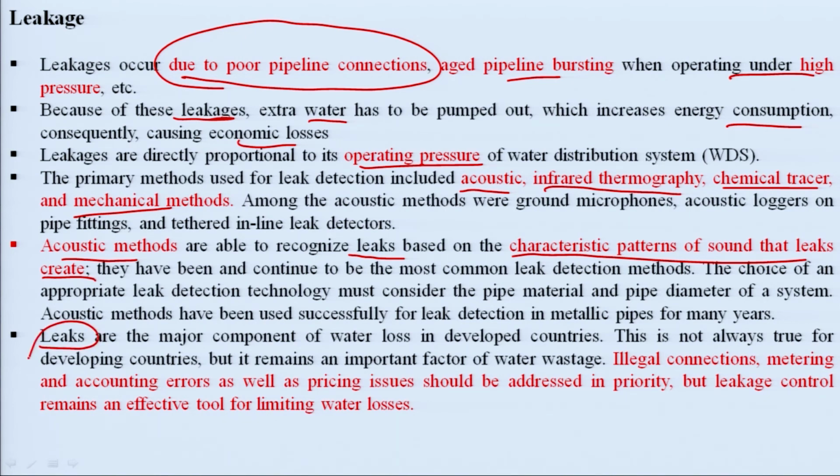In developed countries, leakage is the major component of water loss, but this is not true in a developing country like India, though it remains an important factor of water wastage. In India, the water loss is because of illegal connections, metering and accounting errors, as well as pricing issues. They play a role in the majority. Leakage control will be a minor portion.